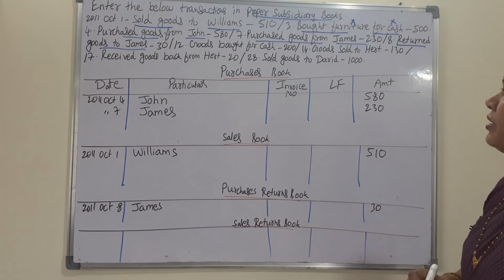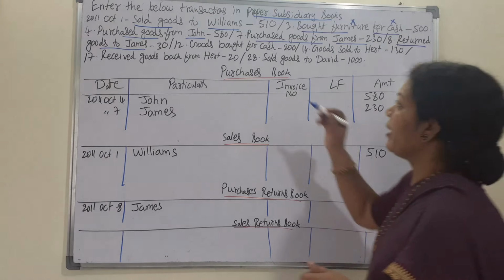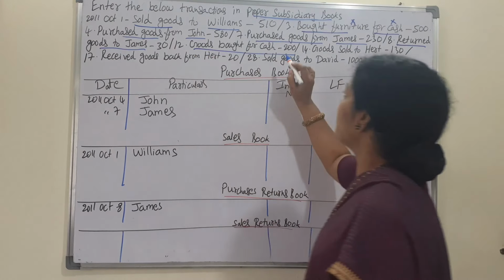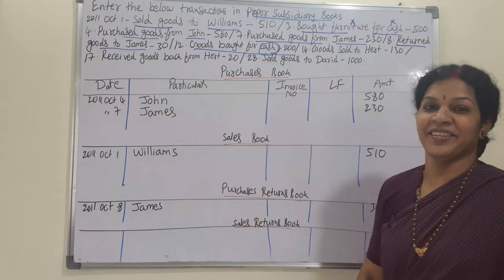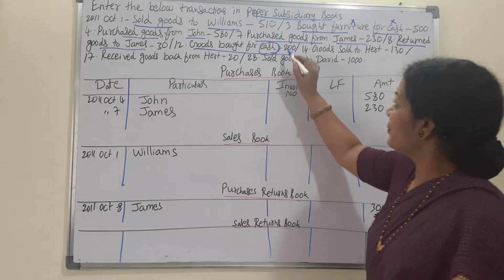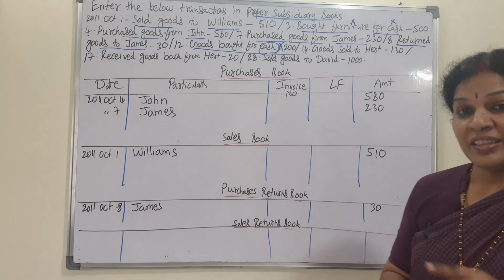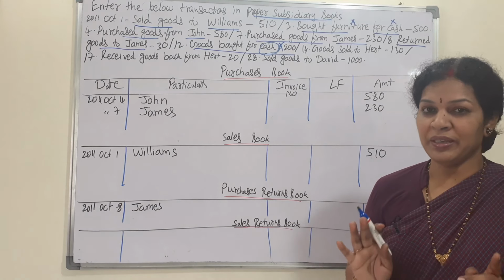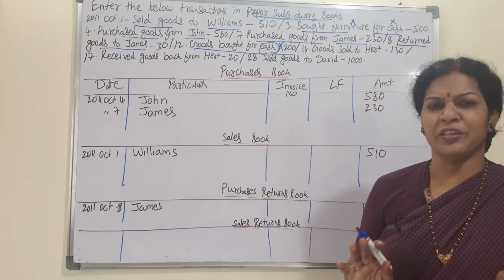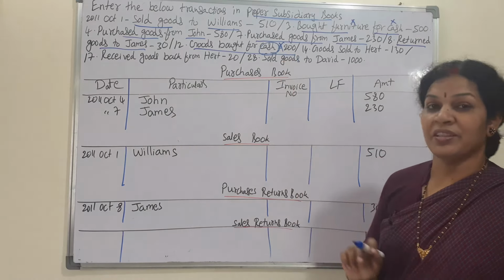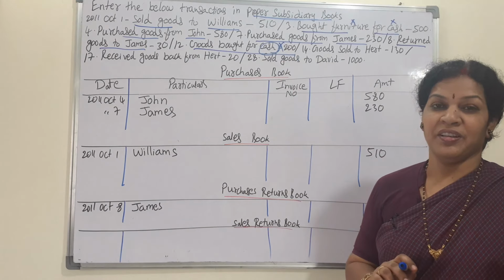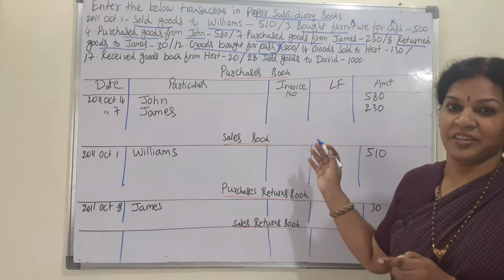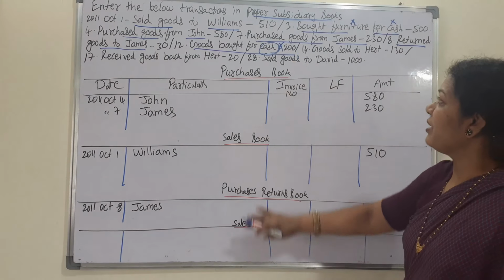That's over. Next, goods bought for cash. Cash we don't consider, we'll ignore it. This is not the cash book. We are preparing the purchase book, sales book, only credit transactions. This comes in the cash book, on the credit side. Okay, so anyway we are not taking it here.